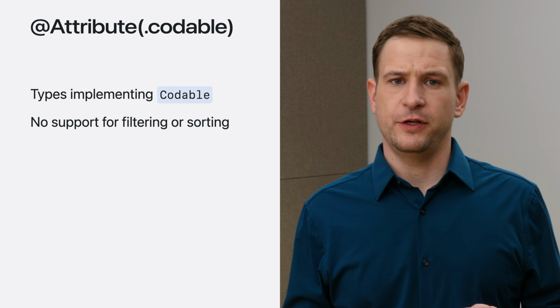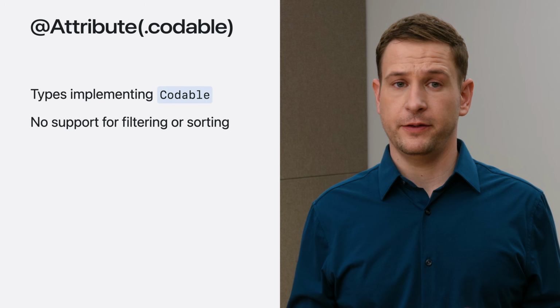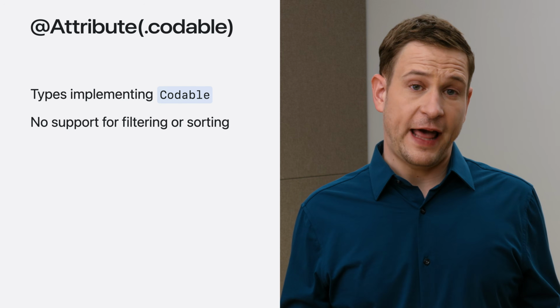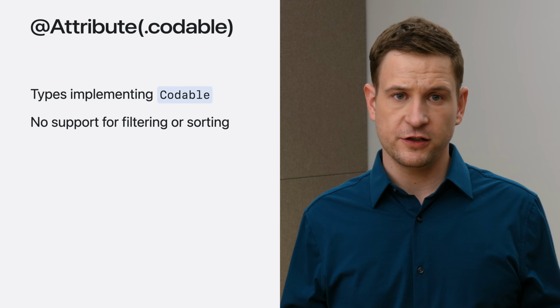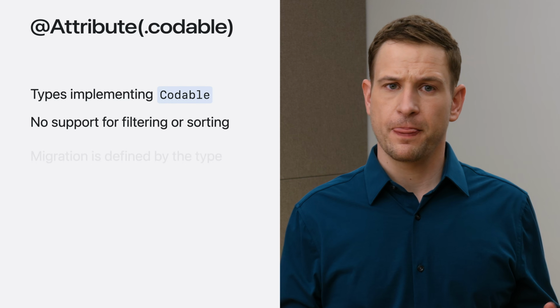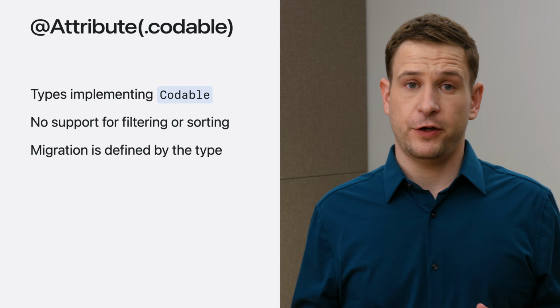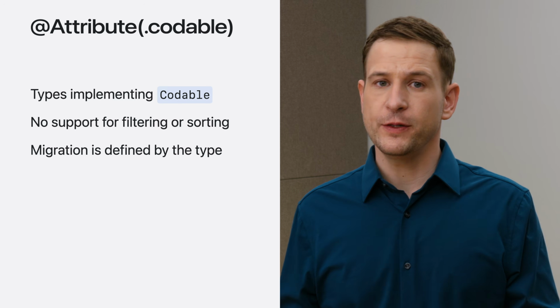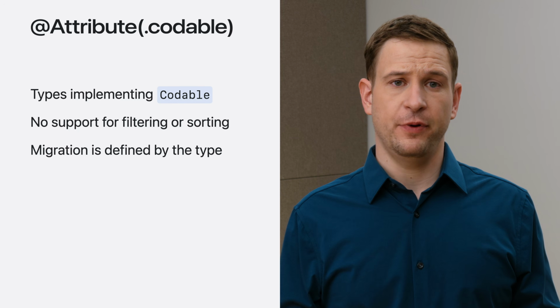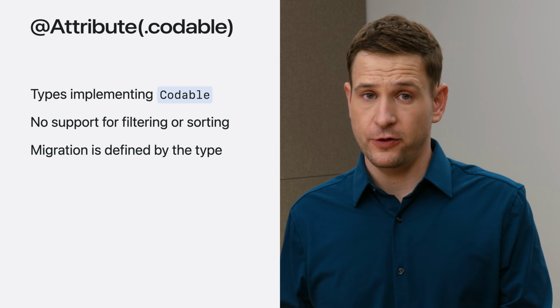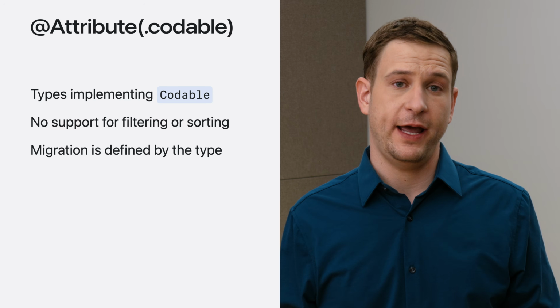Like transformable attributes, Codable comes with a few things to keep in mind. The contents of Codable attributes are opaque to SwiftData. This means they can't be used in predicates to filter results or for sorting using sort descriptors. Also, if the shape of the Codable type changes, like adding or removing properties, it will not trigger a migration. The Codable implementation of the type must be able to encode and decode in a forward and backward compatible way. Using Codable attributes can be thought of as an escape hatch to persist types that SwiftData does not support natively.